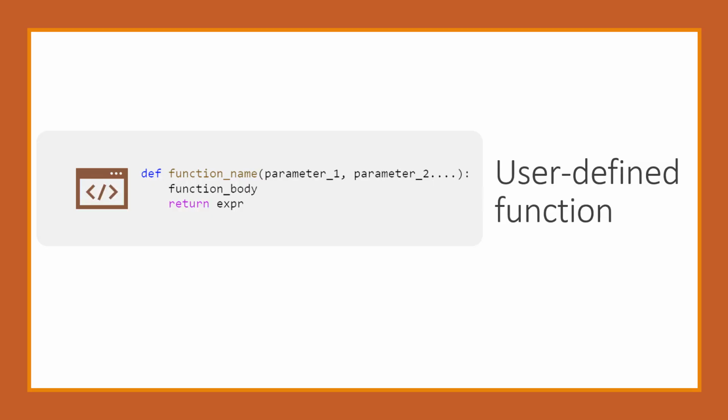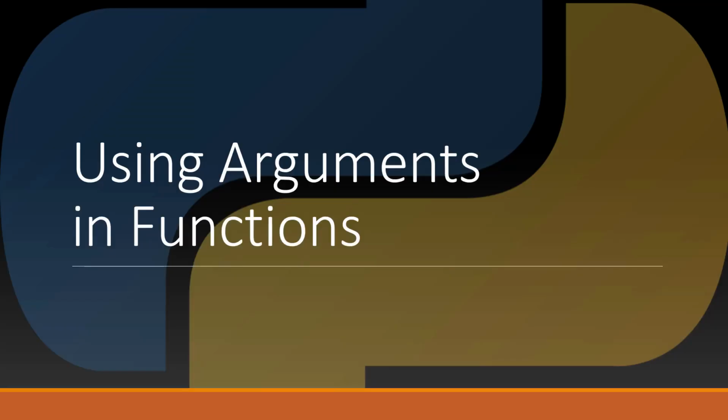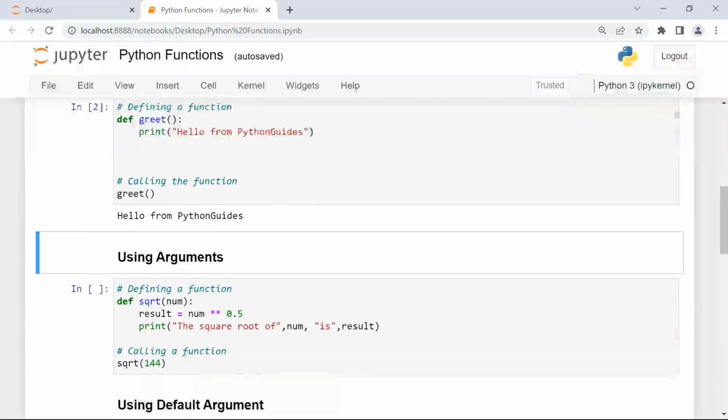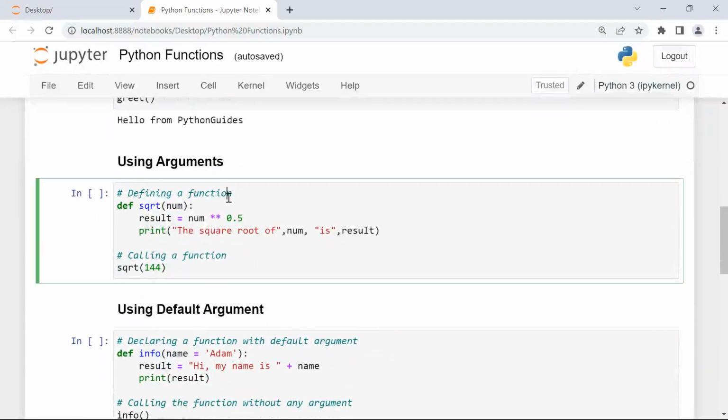So let us understand how we can use arguments within our function with an example. So here you can see an example. So here what we are doing first, we have defined function sqrt. So this is a short form for square root. Now within the parenthesis, we have defined a parameter which is num. Now within the function body, we have taken a result variable and we are calculating the square root, and we are using this num parameter to calculate the square root, and in the end we are using the print function to print the square root.